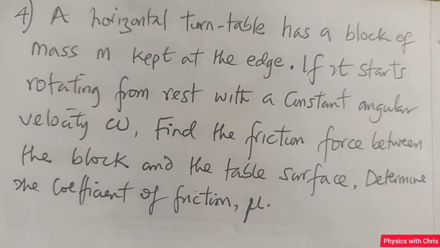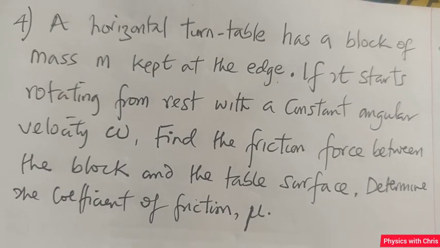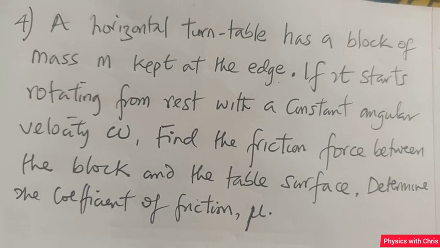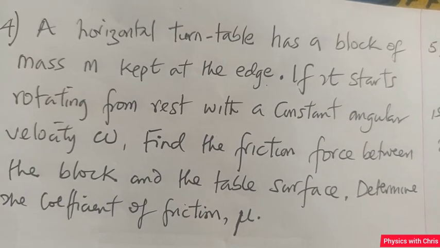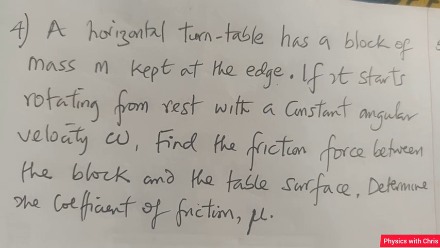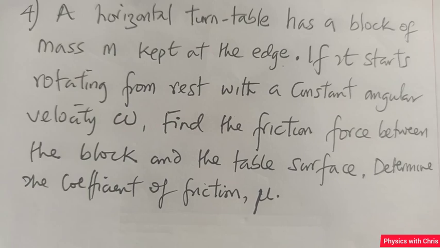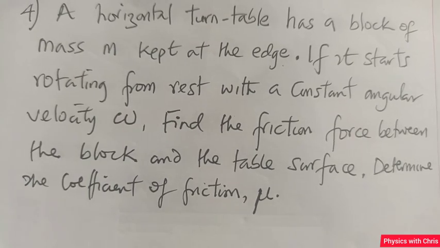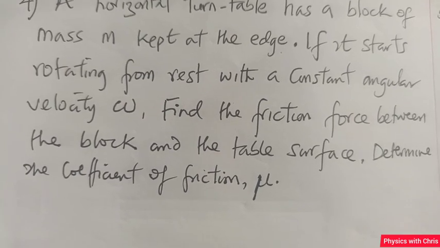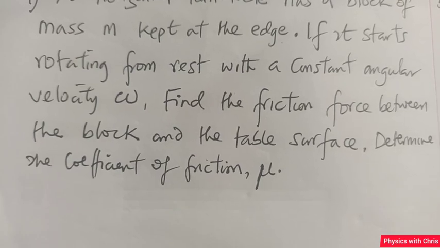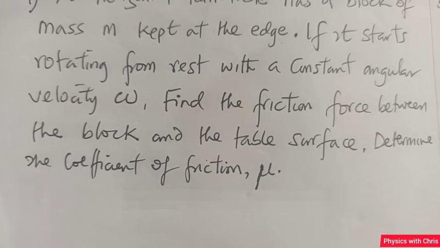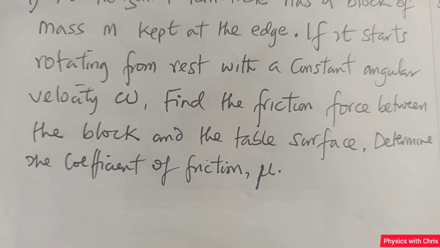Now, in this presentation, I'm going to take a question that borders on centripetal acceleration. A horizontal turntable has a block of mass m kept at the edge. If it starts rotating from rest with a constant angular velocity omega, we are to find the friction force between the block and the table surface, and then determine the coefficient of friction mu.